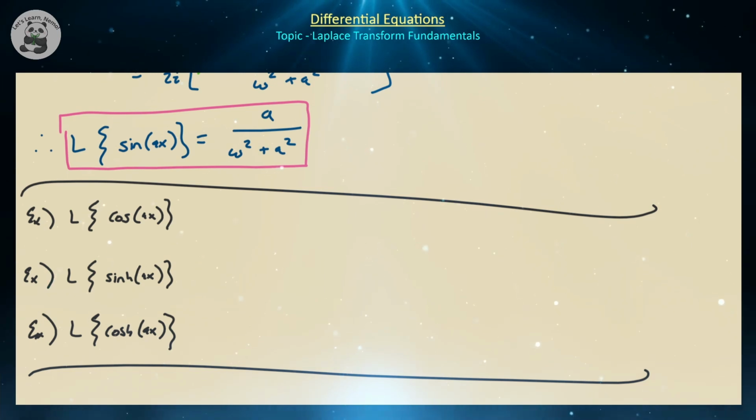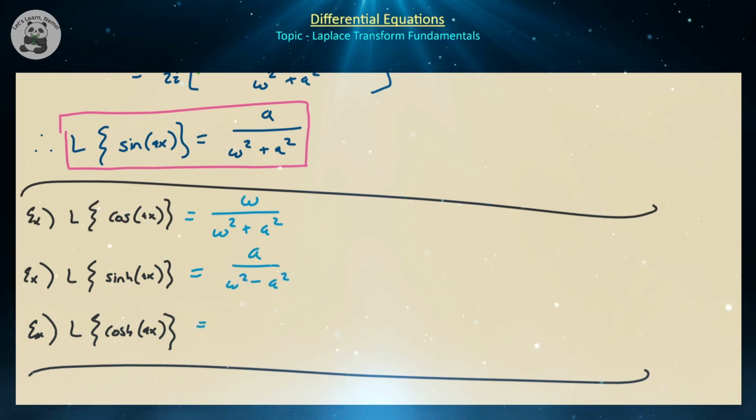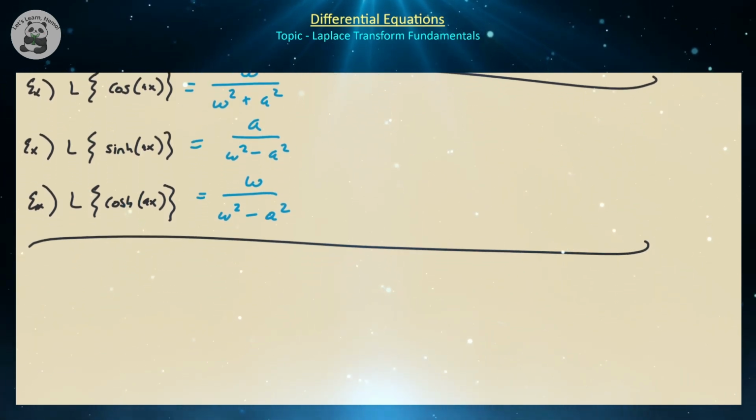So the Laplace transform of cosine ax is similar to the Laplace transform of sine, except instead of a on the top, it's going to be the variable omega on the top, with omega squared plus a squared on the bottom. And if you know any relationships between sine and hyperbolic sine and cosine and hyperbolic cosine, you should remember that there is some factor of i that can be represented as a substitution. So one can show that this is equal to a over omega squared minus a squared, and this is going to be equal to omega over omega squared minus a squared. So those four identities are going to be very, very useful if you have solutions for differential equations that are periodic.